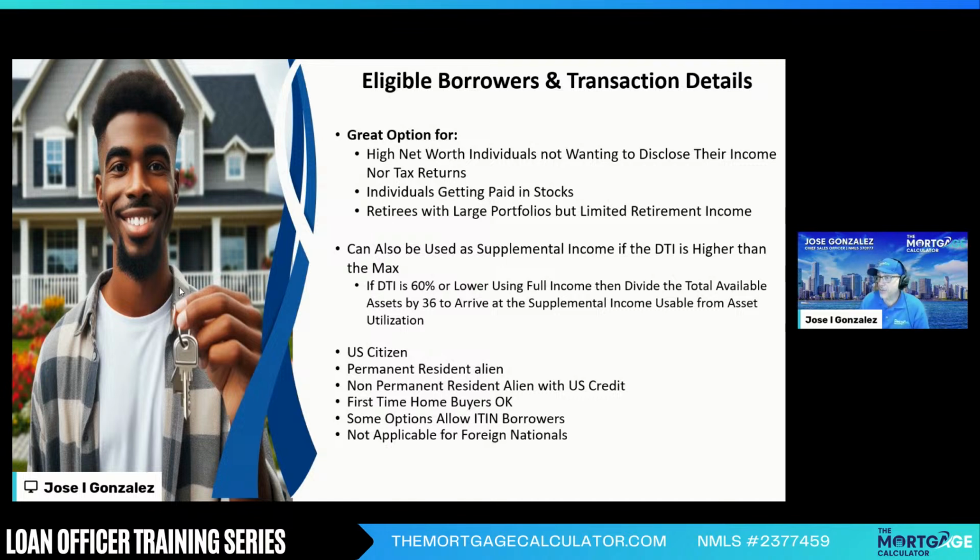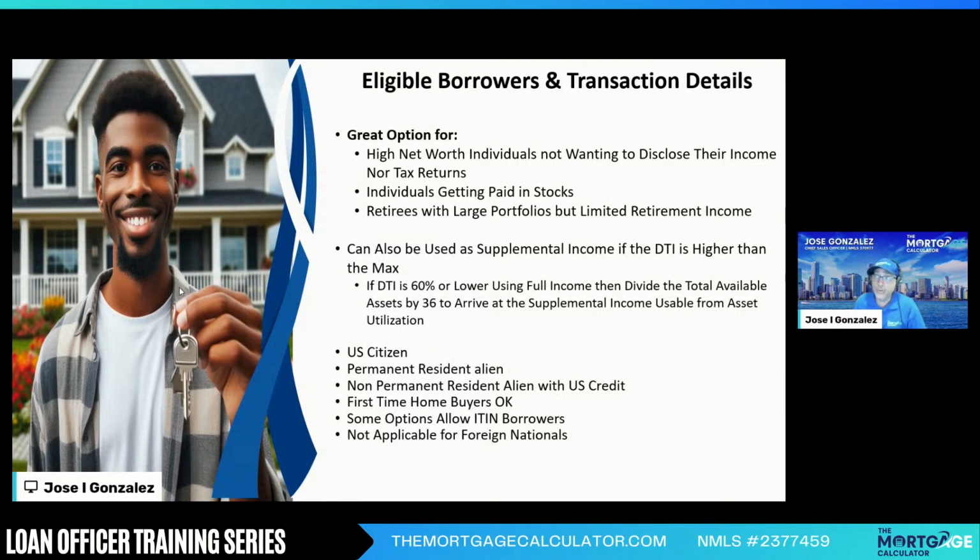So again, I'm not going to go through all of the different options and what their guidelines state, but just note that this is an additional feature where asset utilization came in, right? So we're talking about supplemental income for Fannie and Freddie, and we're talking about supplemental income for non-QM.